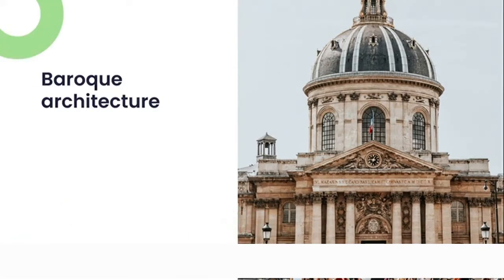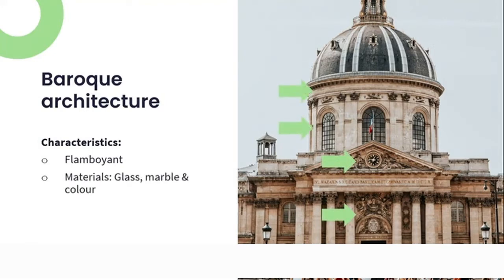Having had a little look at the characteristics, can you identify the characteristics that we've just discussed in this image example? What are the typical characteristics that we're looking for here? So firstly, we notice the flamboyancy, which is indicated through all of the detailing within the building. I can also see the use of marble almost throughout the entire building. Did you notice the use of domes and pillars within this image? It's an incredibly beautiful building and very characteristic of the Baroque style.